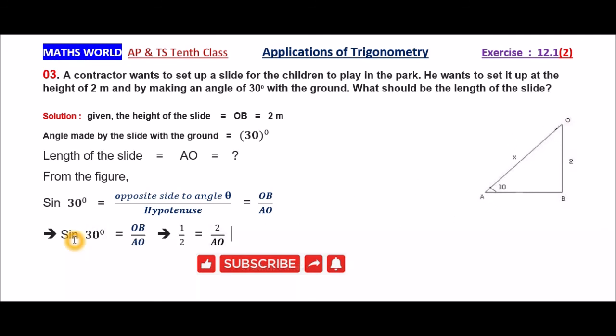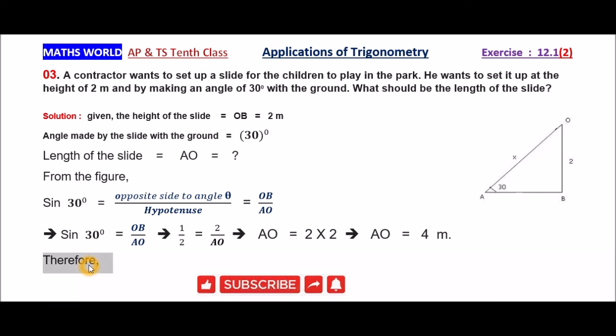So simply substitute: 1 by 2 is equal to 2 divided by AO. Cross multiply. I want the value of AO. So send this AO, this side AO into 1, AO, 2 into 2, 4. That implies AO is equal to 2 into 2. That implies AO is equal to 4 meters. Understand now? Therefore, the length of the slide is equal to 4 meters.